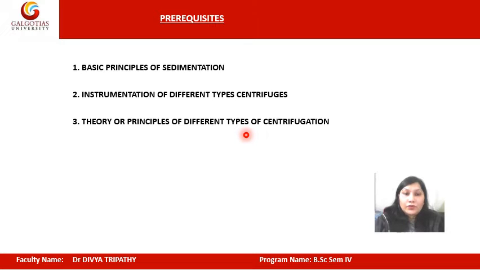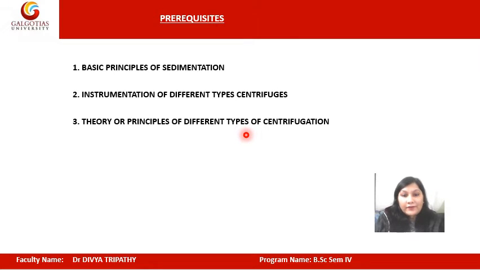Then you should know the instrumentation of different types of centrifuges. It means you should also know how many types of centrifuges may occur and how they are different from each other in terms of instrumentation. And finally, you should also know the theory or the principle of different types of centrifugation.